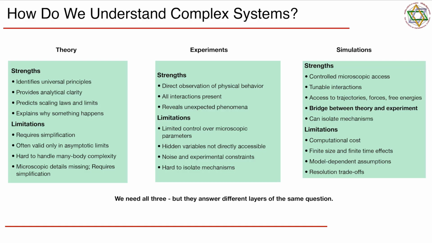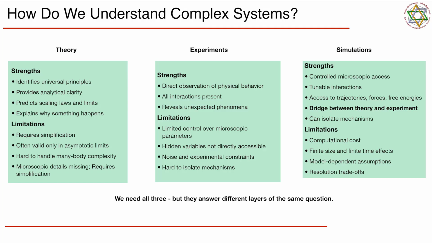So in general, how do we understand complex systems? There are many different levels. The simplest is theory. Theory as in you can identify universal principles, you can get many kinds of scaling laws, and asymptotic limits. So you can get vast insight into why some phenomena may happen. But of course, the limitations are that it requires heavy simplification. Microscopic details which may be very relevant to a lot of important phenomena are missing from it. But that is one lens in which you can probe the system and try to understand.